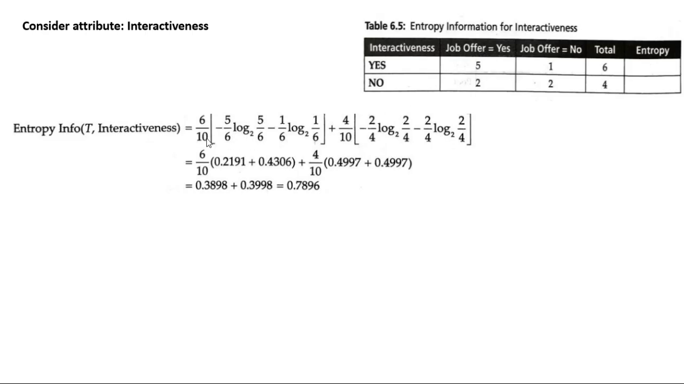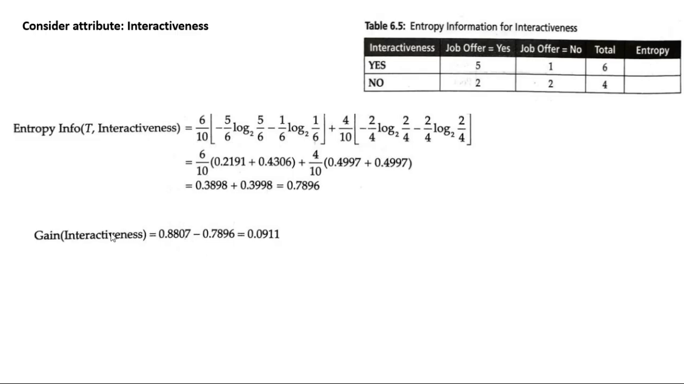The entropy information for this attribute is, first do for interactiveness yes, then do for interactiveness no. So 6, the total is 10. 6 by 10 within the brackets, minus 5 by 6 log 5 by 6 to base 2, minus 1 by 6 log 1 by 6 to base 2. Similarly 4 by 10 within the brackets, minus 2 by 4 log 2 by 4 to the base 2, again minus 2 by 4 log 2 by 4 to the base 2. So you get the entropy information like this.